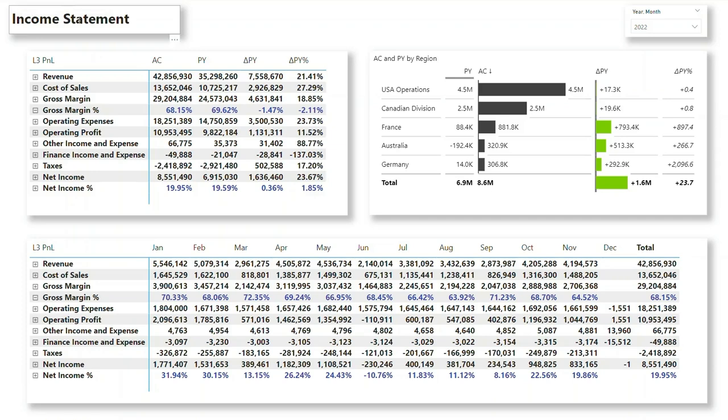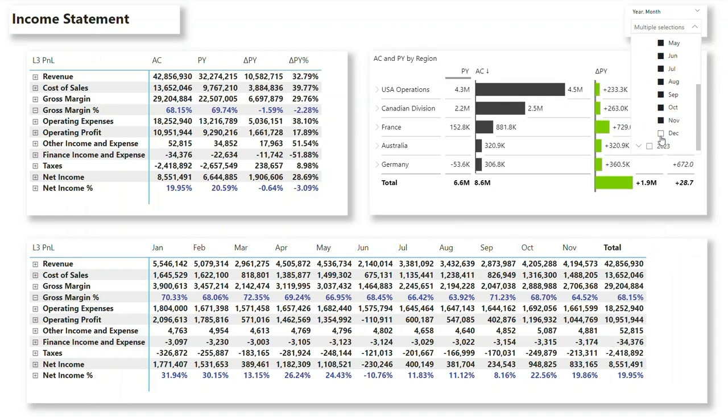In this video, we're looking at the income statement within Power BI. And let's actually just set this up. We can see that we have January through to December. December doesn't have much activity in it yet, so we're just going to remove December. So we're looking at the first 11 months of, in this instance, 2022. This is a fictitious data set.